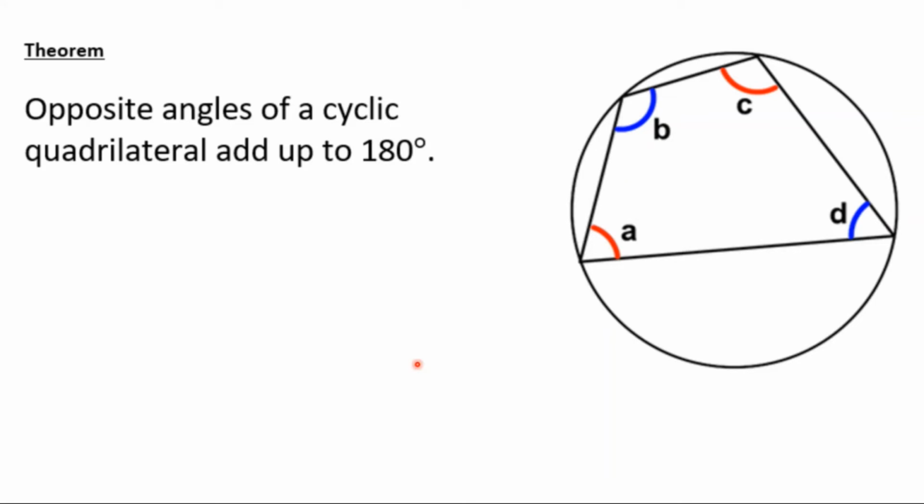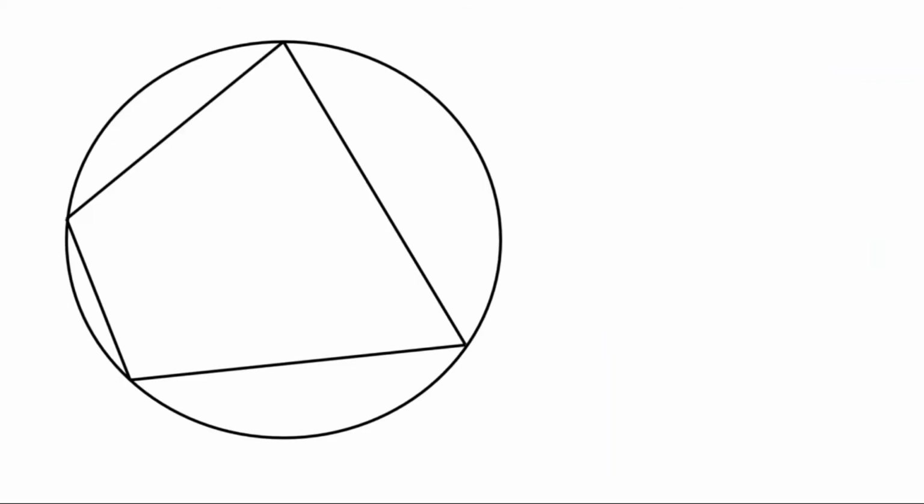Because this is a theorem, I ought to be able to prove this. And in fact, I don't need to prove both statements, I can just prove one of them, because even though it might not look like it, the idea that these two red angles add up to 180 degrees is the same kind of idea as these two blue angles add up to 180 degrees. So actually I only need to prove one of these, and that's what I shall do.